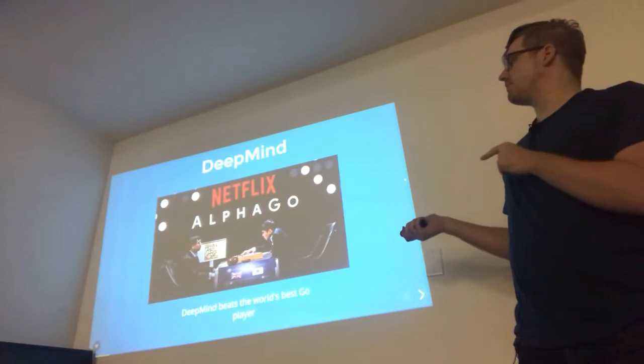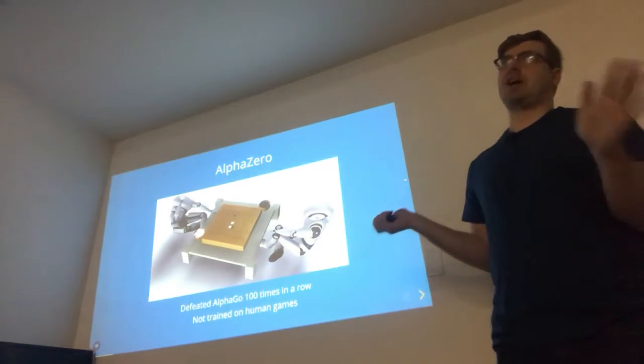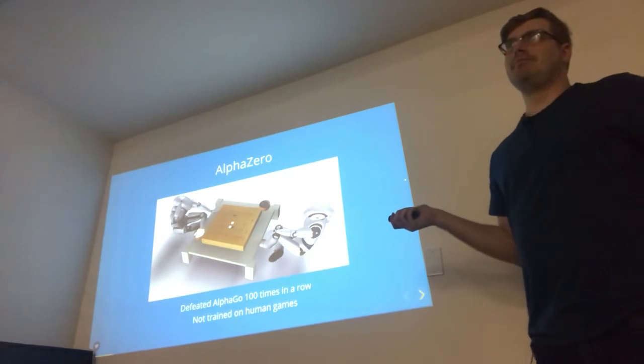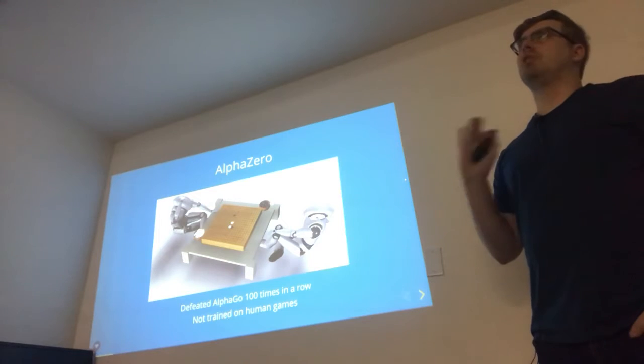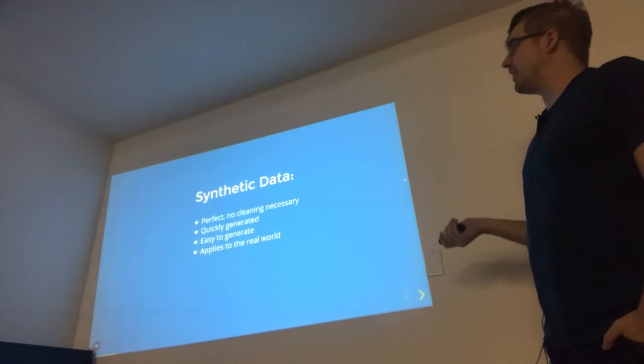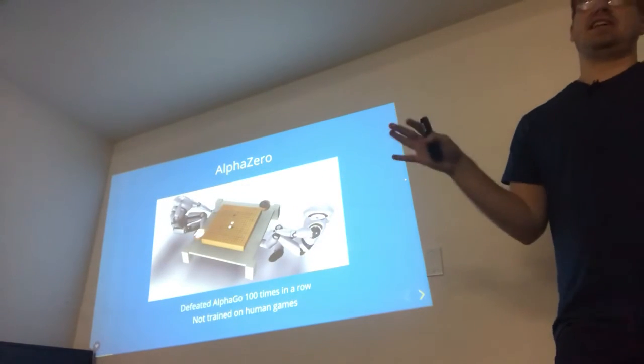It was way better than AlphaGo, and it beat it 100 times in a row, even though it was not trained on human games. It had never played against a human before. It just had the rules put in. Well, okay, I think the rules were put in, and then it was taught how to play. Okay, so the reason why this is so cool is we talked about how messy data is, right?